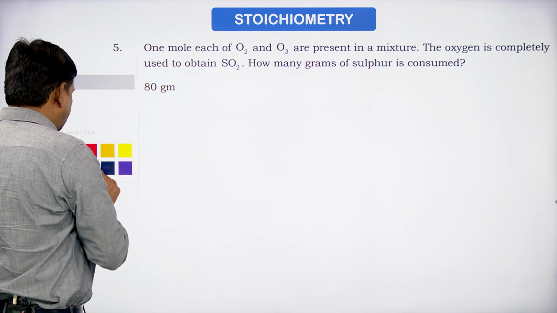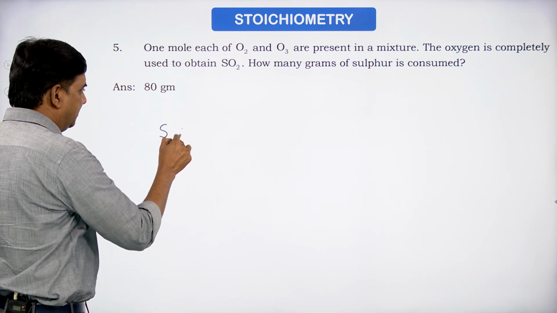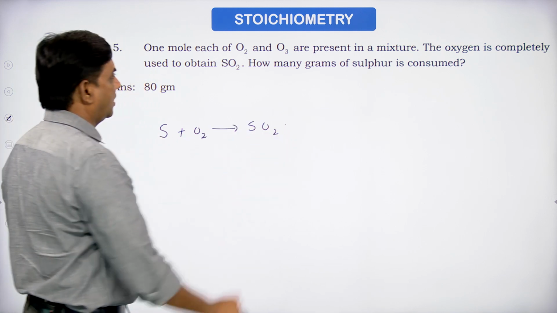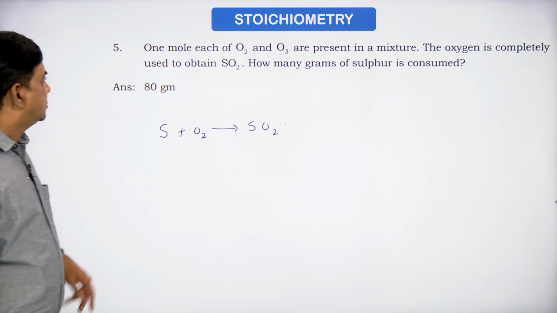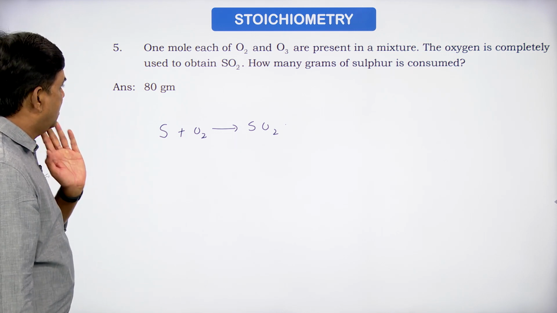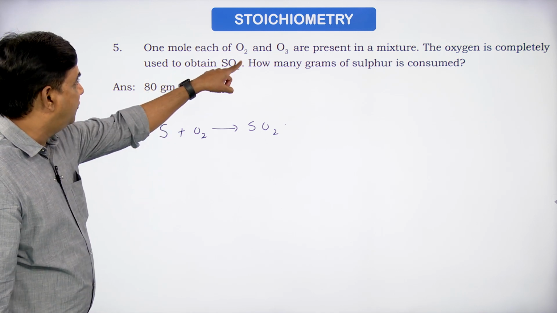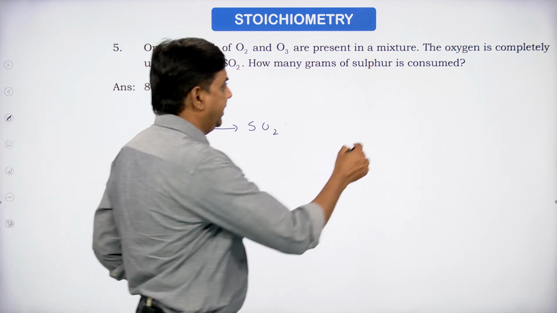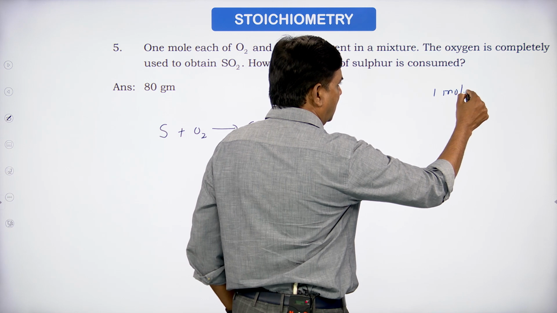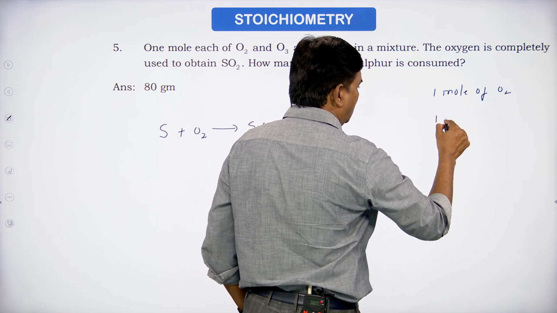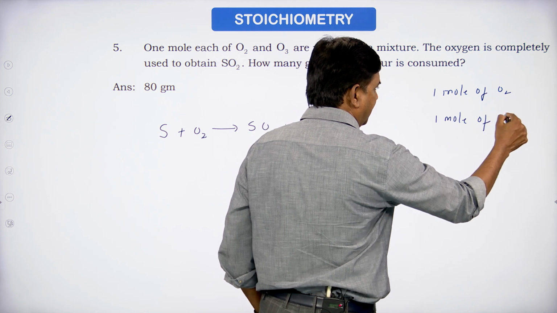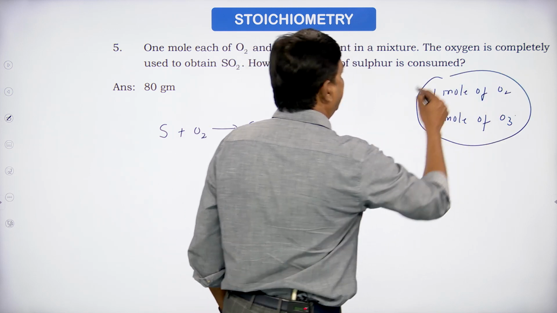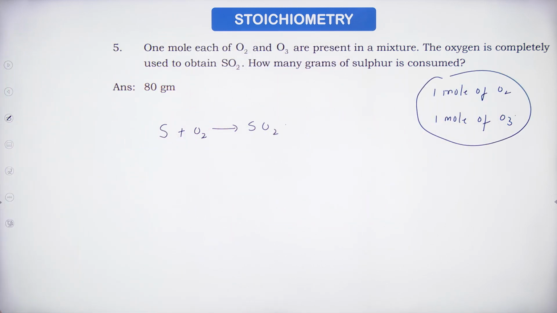Students, the very simple reaction is sulfur burning in the presence of oxygen to form sulfur dioxide. One mole each of O2 and O3 are present in a mixture. We have a mixture that contains 1 mole of O2 and 1 mole of O3. And what he is saying is that the oxygen is completely used to obtain the SO2.